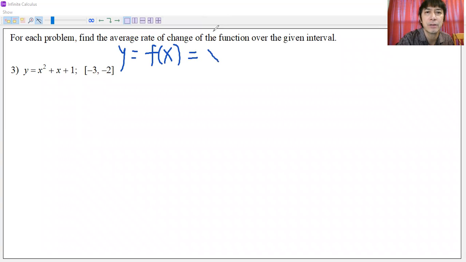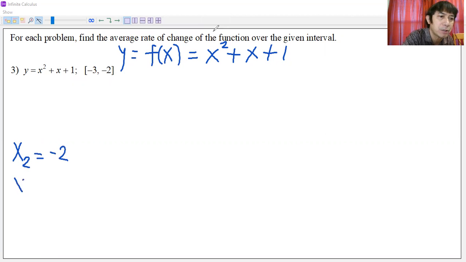And what's given is x squared plus x plus 1, from the interval -3 to -2. So the lower is -3, the higher is -2. The more negative, that's the lower. So this x2 is the -2, so we shall write over here on the left side: this is -2. Our x1, that's the lower, -3.